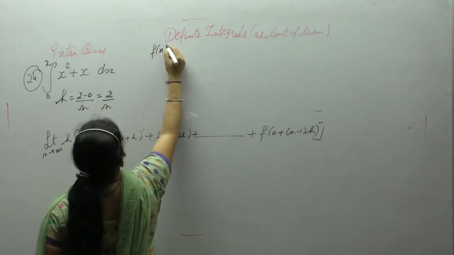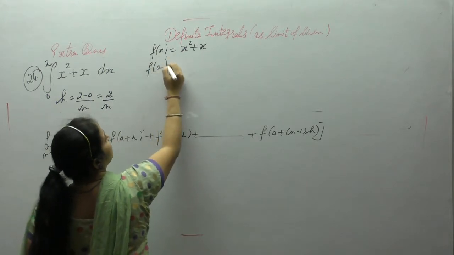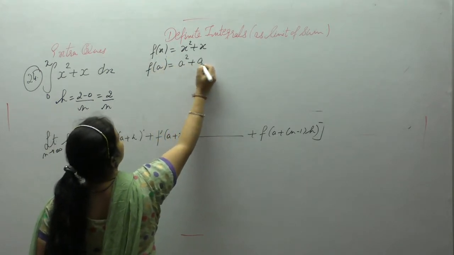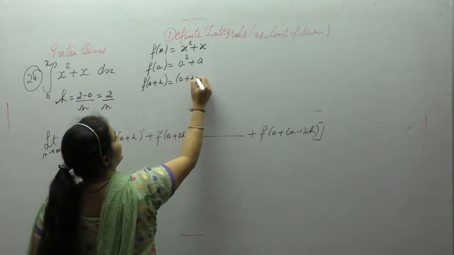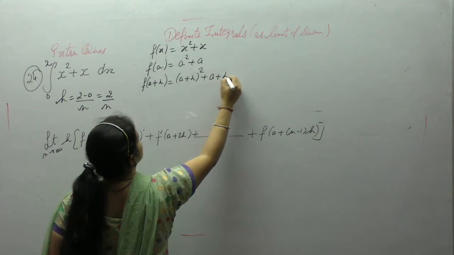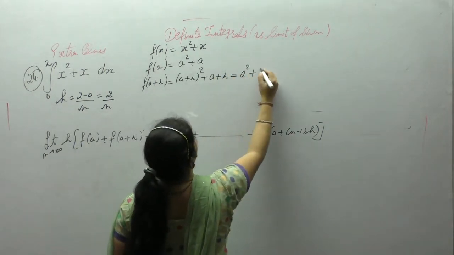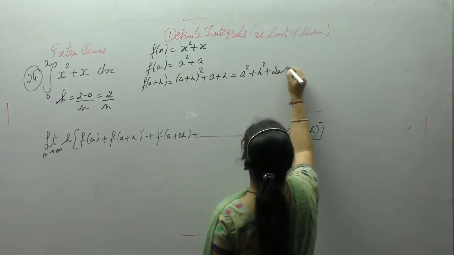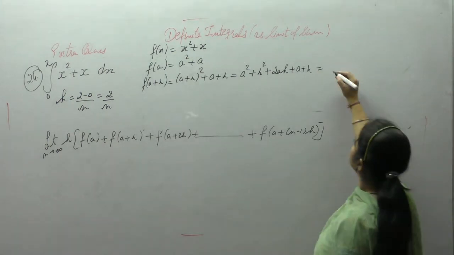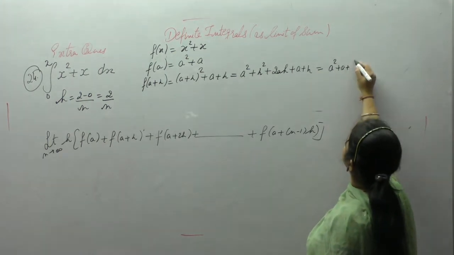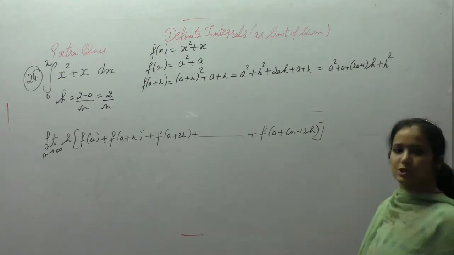f(x) is x square plus x. f(a) is a square plus a. f(a plus h) is (a plus h) whole square plus a plus h. (a plus b) whole square is a square plus b square plus 2ab, plus a plus h. So a square plus a plus (2a plus 1)h plus h square.